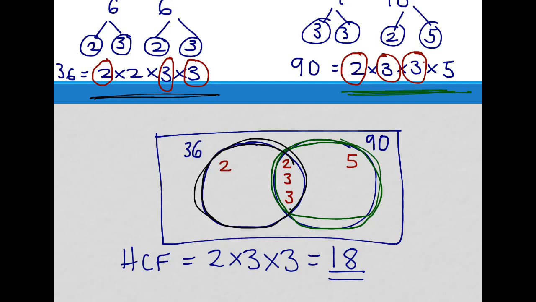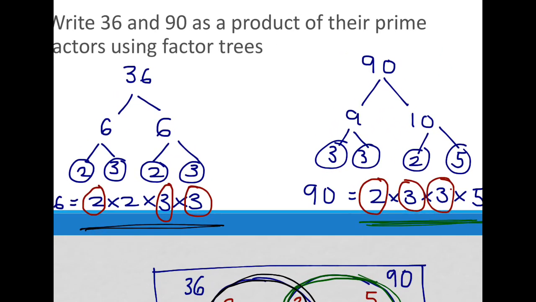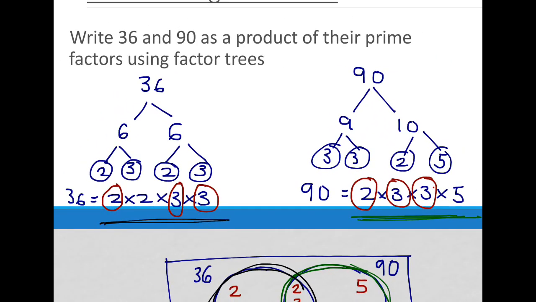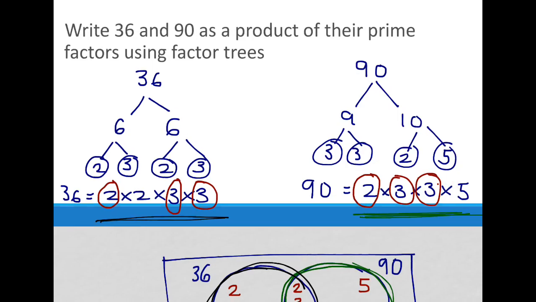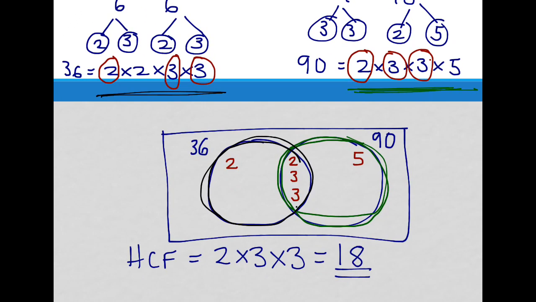So just going back through that, we drew out our factor trees, we wrote our numbers as products of prime factors. We then represented those in our Venn diagram. And this is something I do want you to practice because it's going to help us later when we move on to the lowest common multiple. So it is something I do want you to practice.